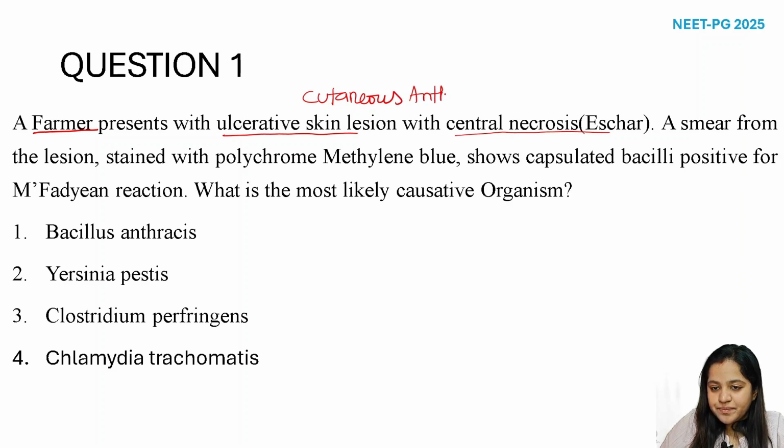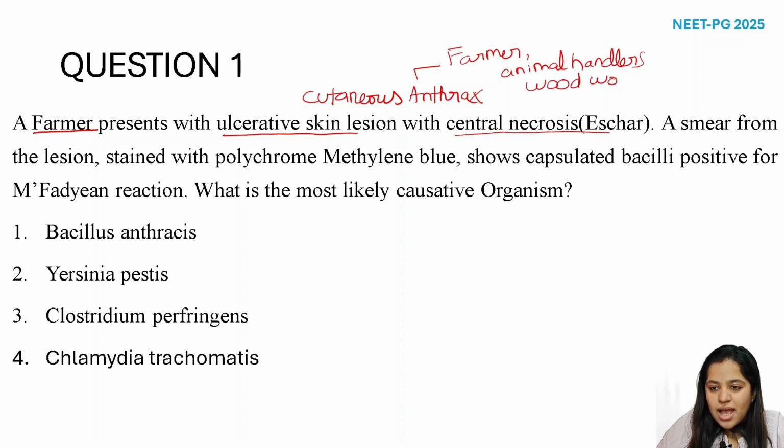Clear? Now, you see in anthrax, the occupations which we should be knowing are farmer, a high risk occupation, animal handlers, and woodworkers. Okay. And now imagine you have no clue about the clinical picture, you just forgot to read about the clinical picture of anthrax, but you have read the staining part.